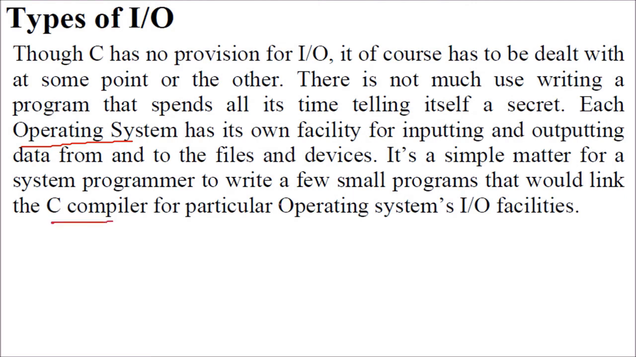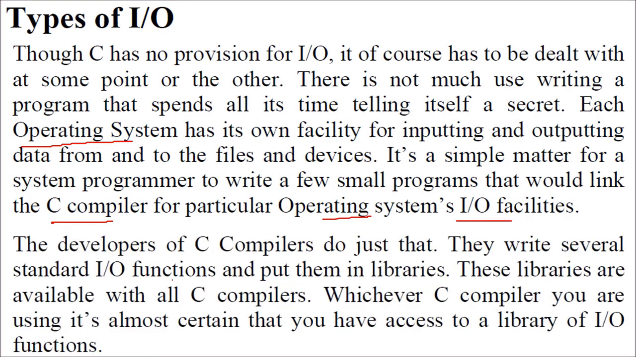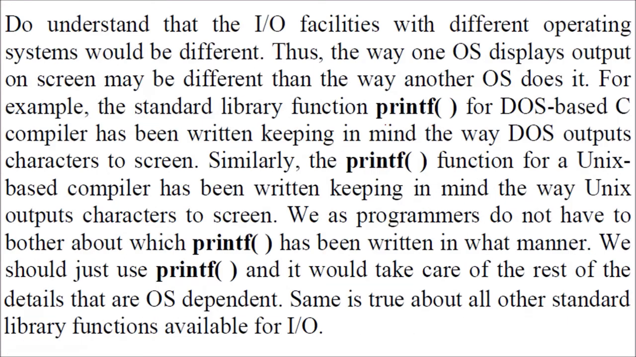The C compiler uses the input-output facility of the OS to get its work done. There are various standard input-output functions, and they are placed in libraries. These libraries are available with all the C compilers, and almost all the functions that are required will be found in the library of input-output functions. Printf, scanf, all these are taken depending upon the operating system being used, and they are formatted the way the OS wants.